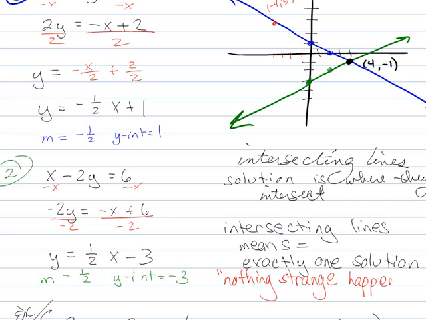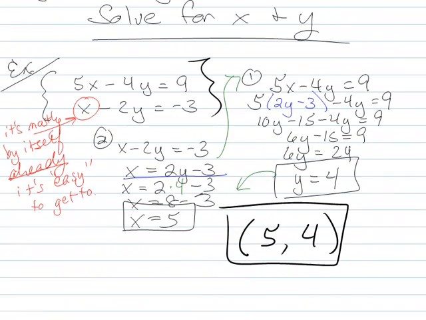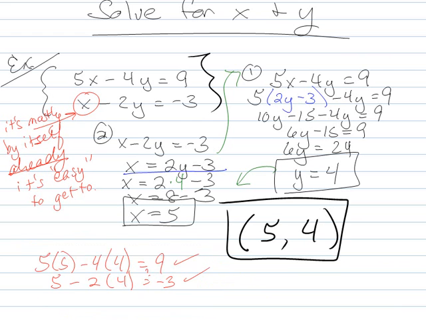It's crazy, I know. Now, when you're on a test, if you really, really want to make sure that you got this right, you could always take this 5 and 4 and plug them back in. 5 times 5 minus 4 times 4, is that 9? And it is. And then 5 minus 2 times 4, is that equal to negative 3? And it is. So you can actually check your answers using the method that we did at the beginning of the section, just to make sure that you're getting your answer right.